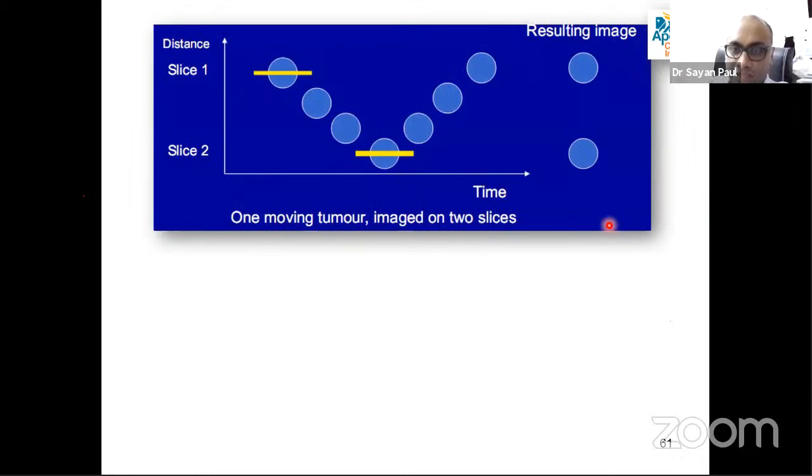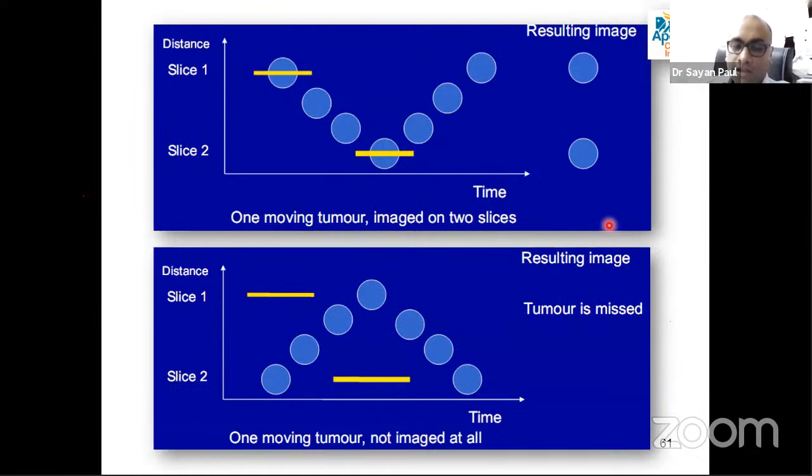This situation can arise when the target is moving, and in 2 CT slices you are capturing the same object, so in the resulting image you get 2 images of the same object. And it can also happen that in the first CT slice you miss the target, and as the target is moving, in the second slice also you miss the target. So the tumor is completely missed.